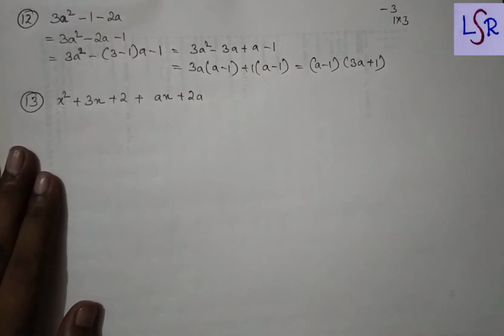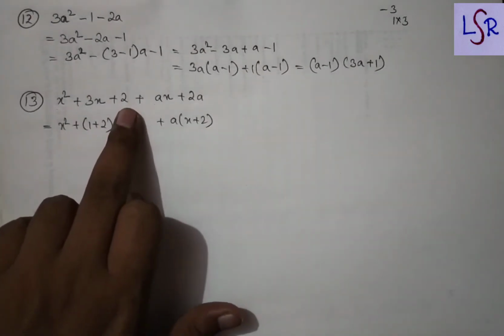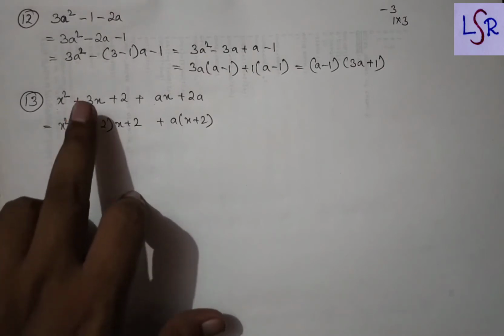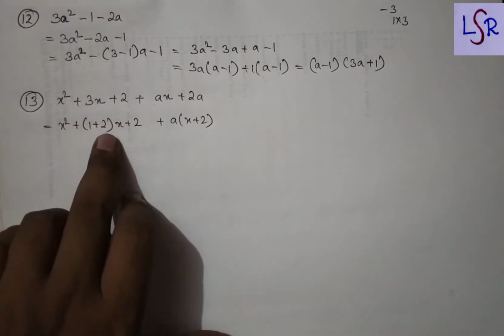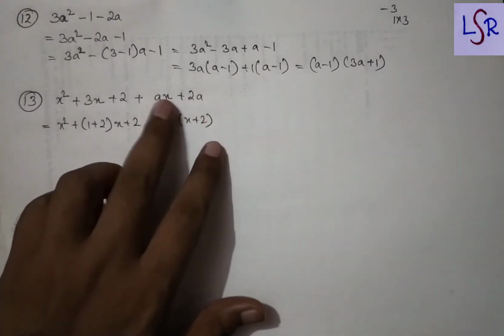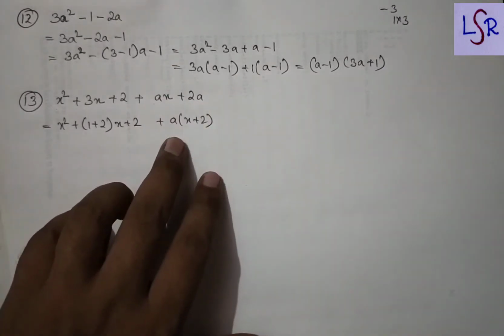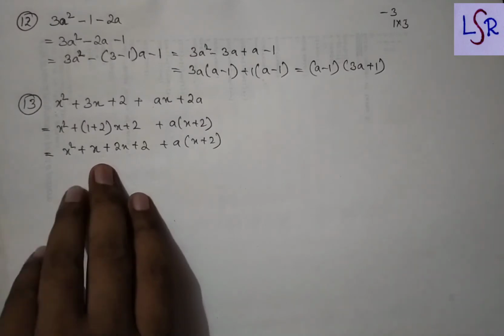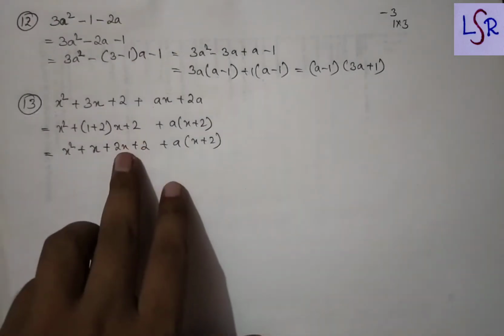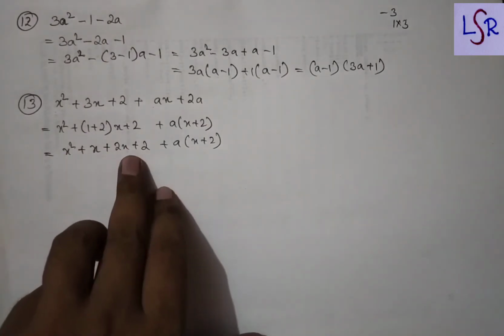Here we are having 2: 1 into 2 is 2, and 1 plus 2 is 3. So I have split this 3 into 2 parts, that is 1 plus 2, and now we are going to open this bracket, and here we have taken a as common from these two. Now from the first two we can take a common of x, and from the second two we can take 2 common.